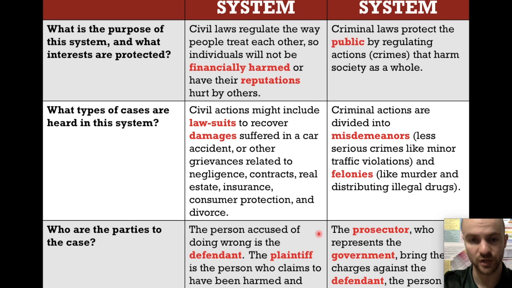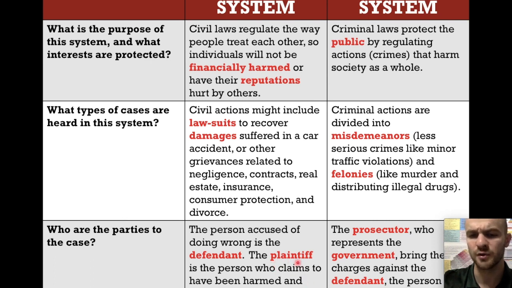In the criminal justice system, the person accused of doing wrong is the defendant. That's the same in the civil justice system. Somebody is going to be defending themselves in court. However, in the civil justice system, there is no prosecutor. The person bringing the case is known as the plaintiff. So the plaintiff is the person who claims to have been harmed and who initiates the lawsuit.